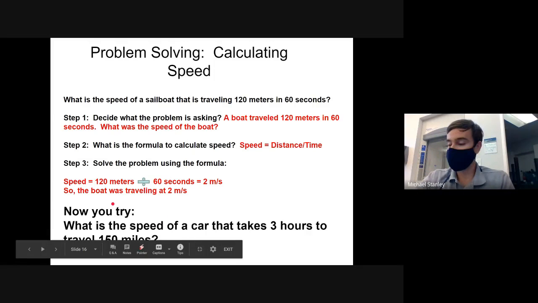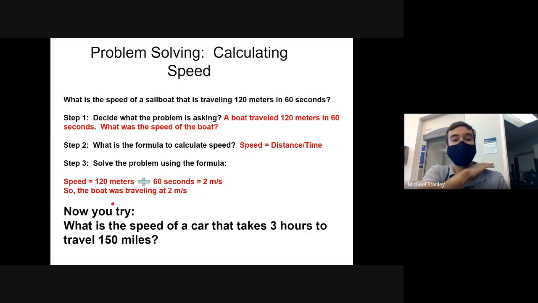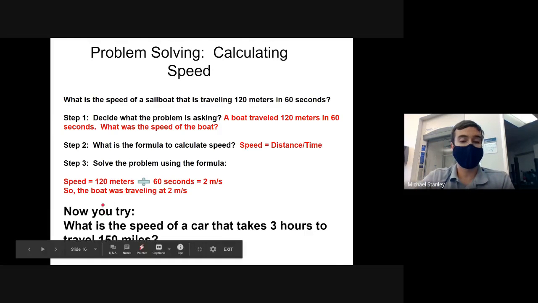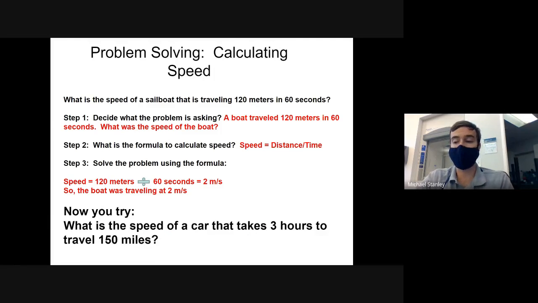And so now I want you guys to think for a second about this next question. What is the speed of a car that takes 3 hours to travel 150 miles? I'll give you guys about 30 seconds to a minute or so to think about it, and then I want somebody to see if they can tell me the answer. So a car has traveled 3 hours and gone 150 miles. What is its average speed?